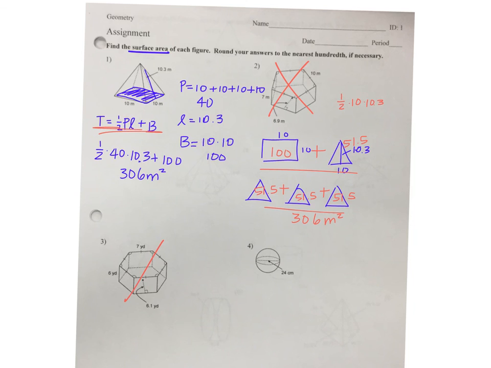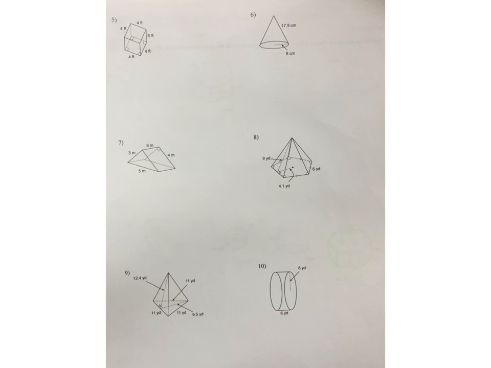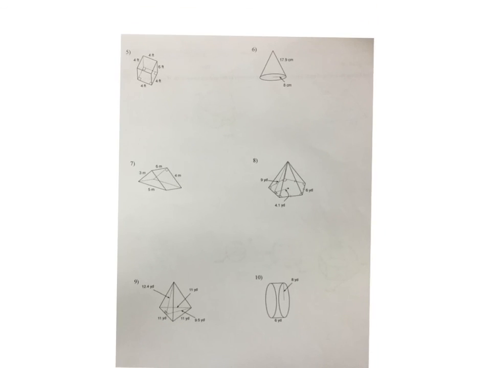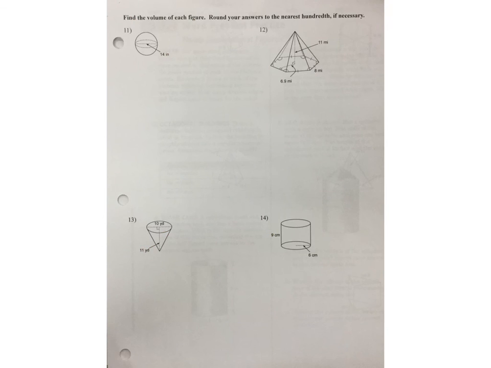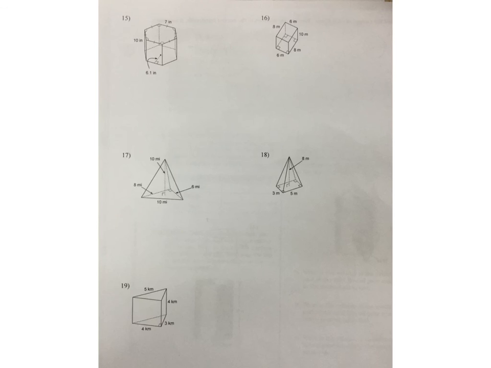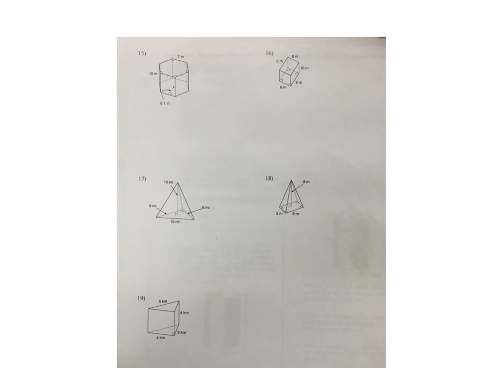On this page, do not find the surface area for number 2 and number 3. You need to label all the shapes, but only find the surface area for 1 and 4. On this page, you need to label all the shapes, all the polyhedrons, and you need to find the surface area for all of them except number 8. So 5, 6, 7, 9, and 10. On this page, I just want them labeled. We have not found the volume yet. Just label them. On this page, I just want you to label them also. We haven't found the volume yet.